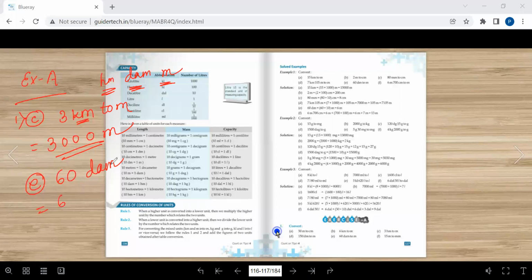Acha, decimeter. Sorry, it is given decameter. 60 decameter to meter. So kilometer, hectometer, decameter here. Then only meter, now only one place. So 1 0 will be there.